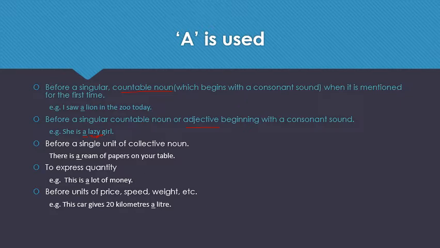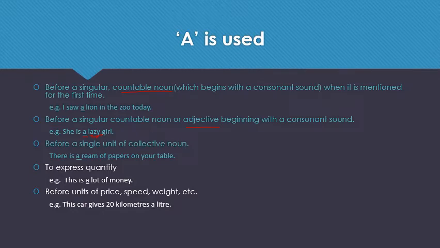Before a single unit of collective noun. Collective noun basically means when you have made a group of an entire similar things like papers, ream of papers, keys, bunch of keys, flowers, bouquet of flowers. So that is called a collective noun. When that collective noun is in single unit, in that case you use a, like there is a ream of papers on your table.